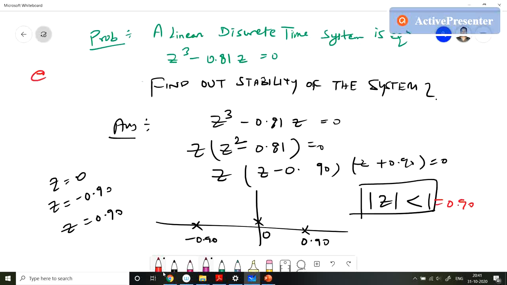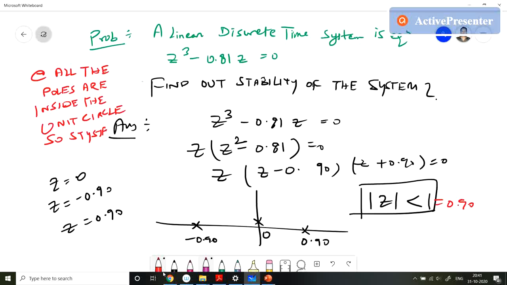So basically all the poles are inside the unit circle, so the system is stable. Since all the poles are inside the unit circle, the system is stable.